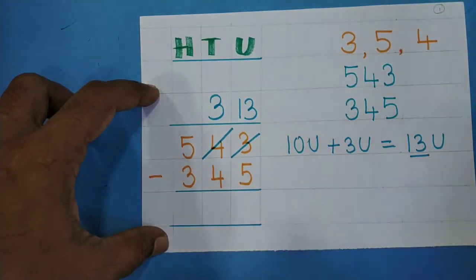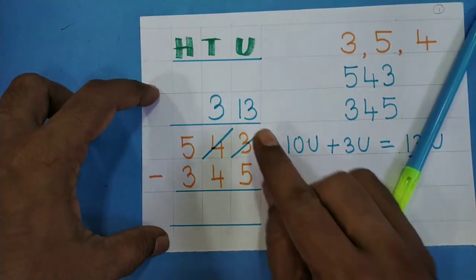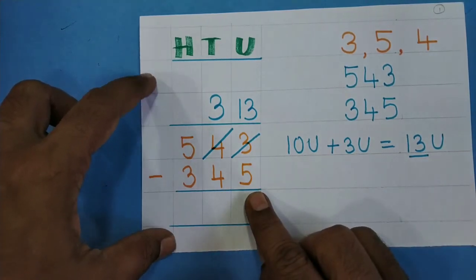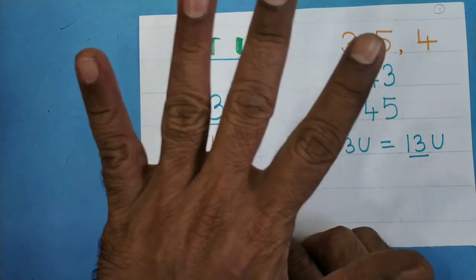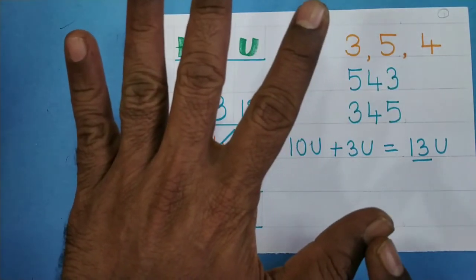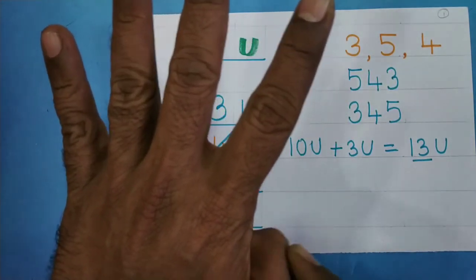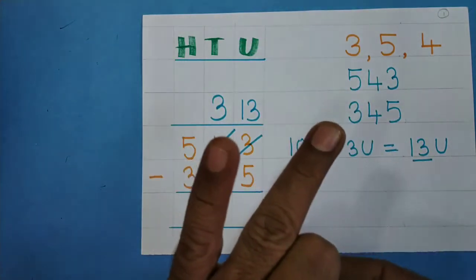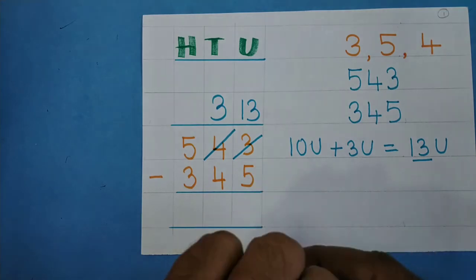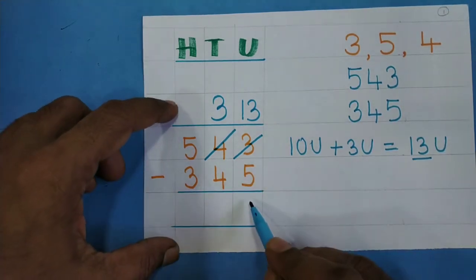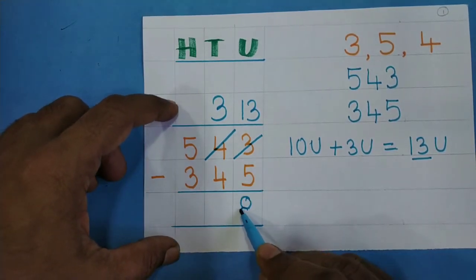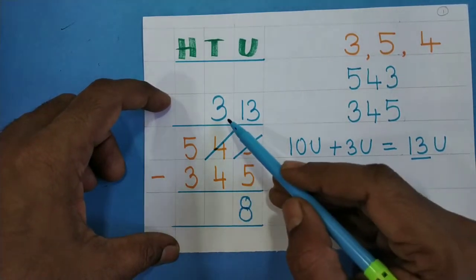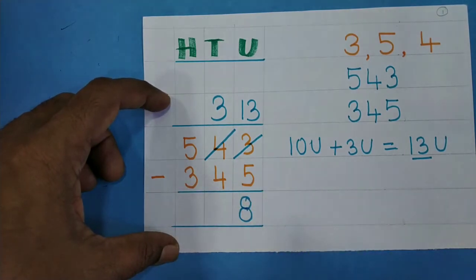Since we don't have 13 fingers, this 13 number we have to keep in our mind, and 5 you have to subtract by counting backward. What comes before 13? 12, 11, 10, 9, 8. So we will have 8 here. Now 3 minus 4. 3 tens minus 4 tens we can't do.